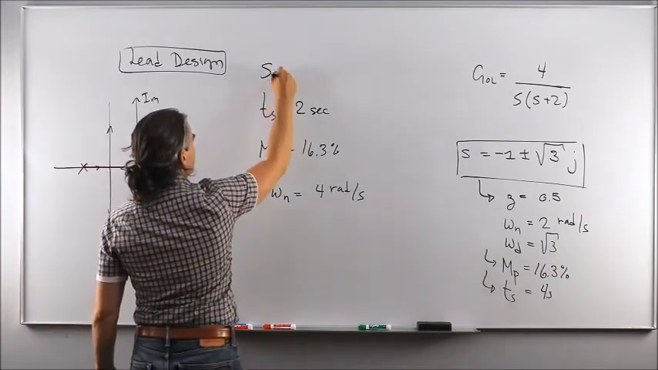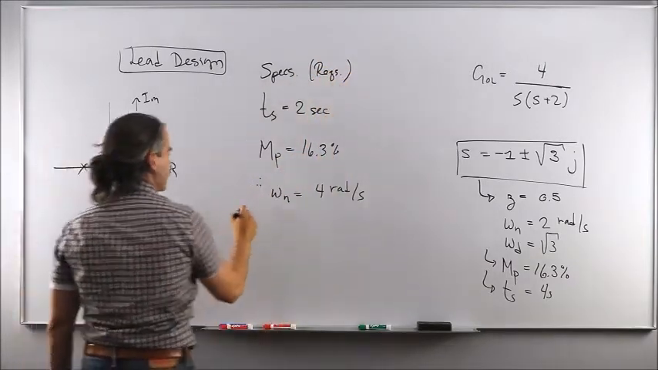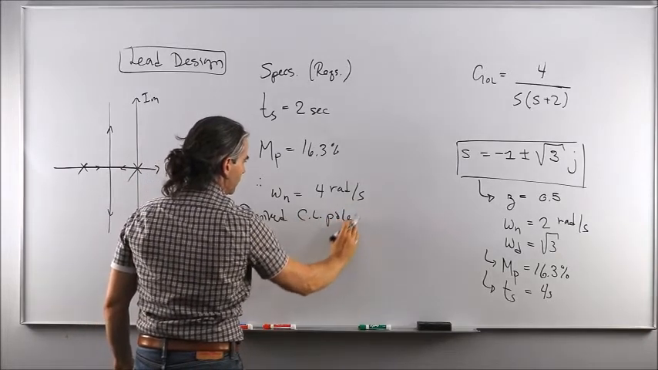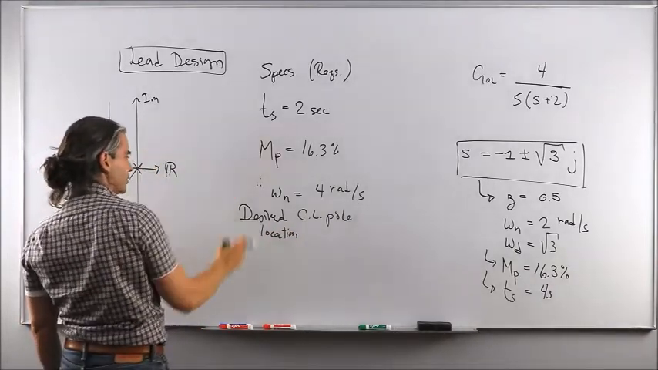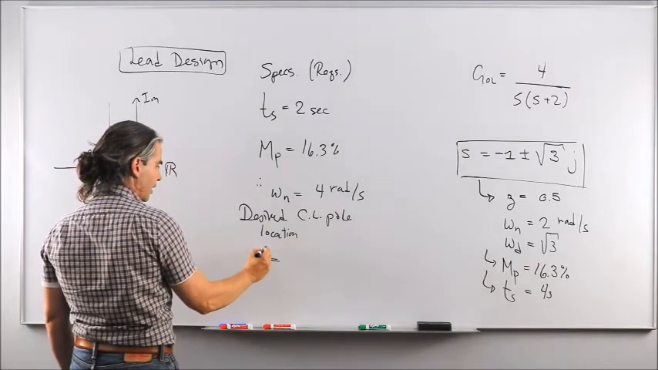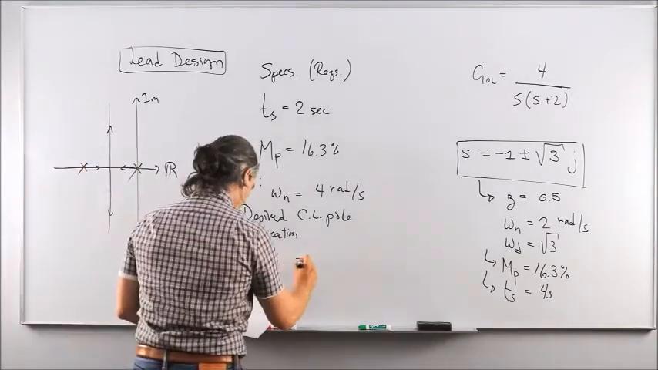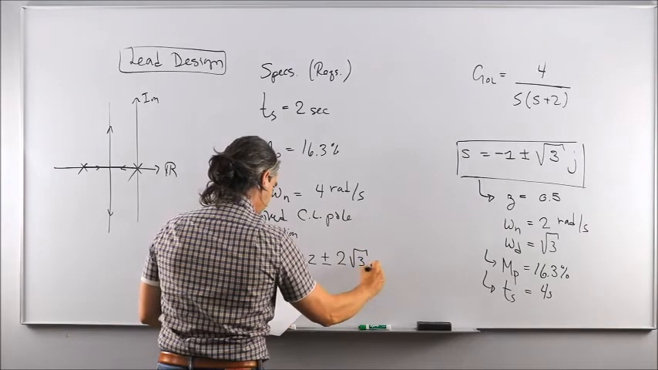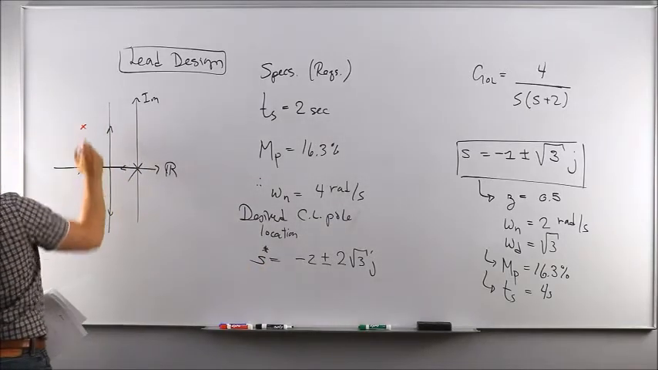And based on the specs provided to you, or the requirements, same thing. You have to calculate the desired closed loop pole locations. And by now you should know how to turn specs into pole locations on the complex plane, okay? So the desired pole locations, that I shall denote with s star, I'm shooting for the stars, so s star is what I'm shooting for, is going to be minus 2 plus or minus 2 square root of 3 j, like that. So the desired pole locations in red, or s stars, happen to be here and there.